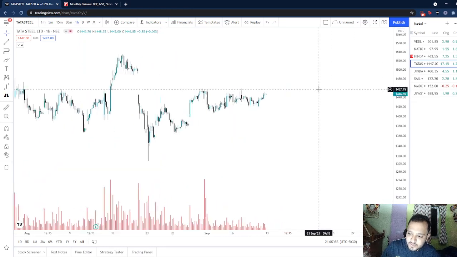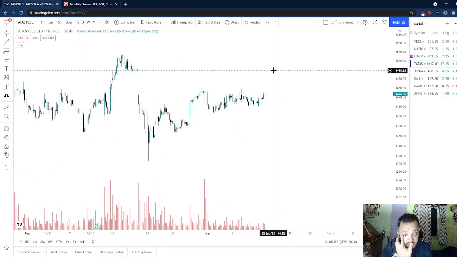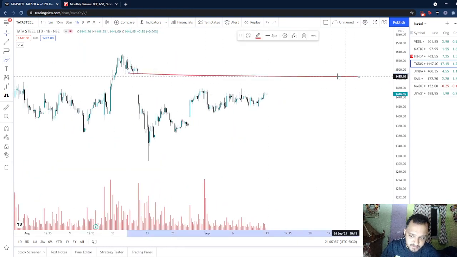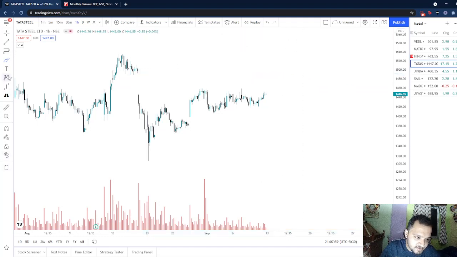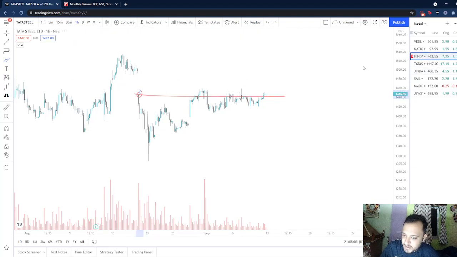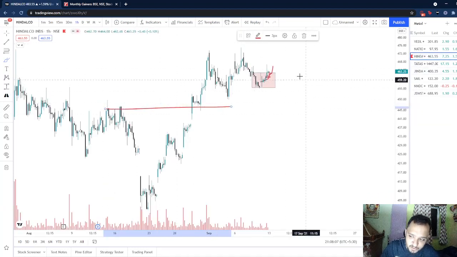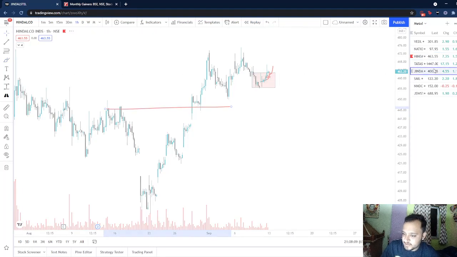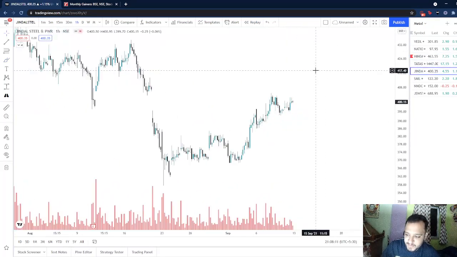Now Tata Steel as well, it's gearing up for an up move. Tata Steel, you see there's a lot of space here, but there is no specific sign of bullishness. It hasn't been able to take out this high successfully, which Hindalco has done long back, which is this one. So Hindalco is much more bullish than Tata Steel, so I will trade Hindalco.